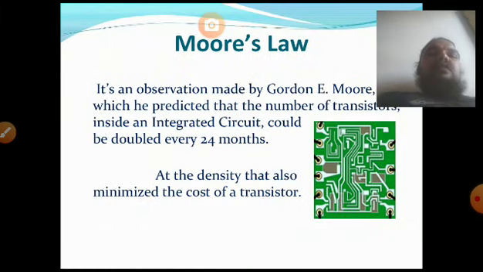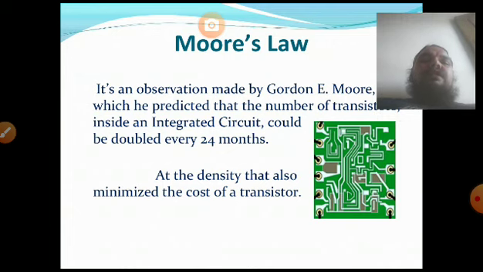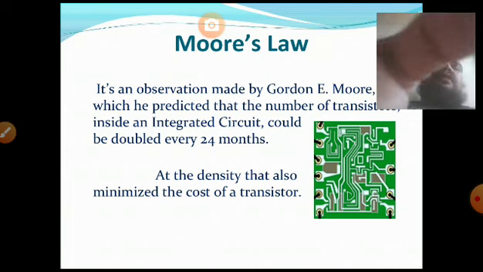Moore's law. It is an observation made by Gordon E. Moore, who predicted that the number of transistors inside an integrated circuit would double every 24 months. At this density, it also minimizes the cost of transistors.